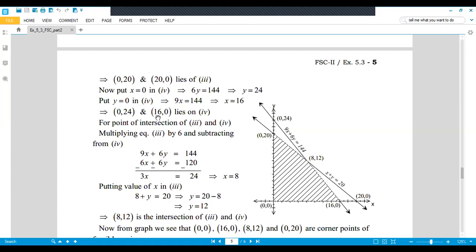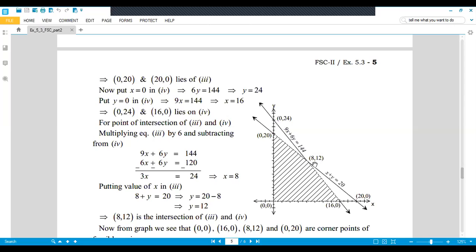So it means that on the x-axis, the x value is 16, the y value is 0, this point. And on the y-axis, when x value is 0, y value is 24, this point. So we draw a line. So these two lines represent equation number 3 and equation number 4. Both lines intersect each other at this point. So with the help of these two equations, 3 and 4, we get the point of intersection.